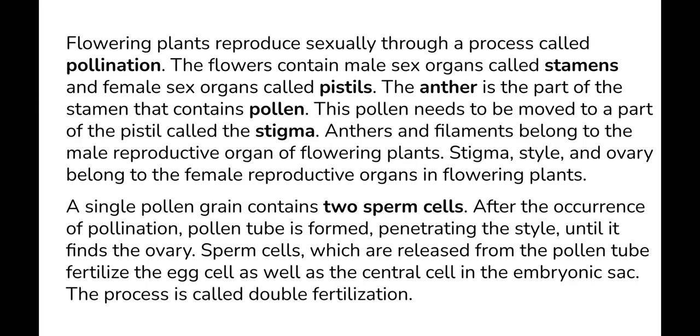So one single pollen grain contains 2 sperm cells. After the occurrence of the pollination, pollen tube is formed, penetrating the style until it finds the ovary, and sperm cells, which are released from the pollen tube, fertilize the egg cell as well as the central cell in the embryonic sac. This process is called double fertilization.